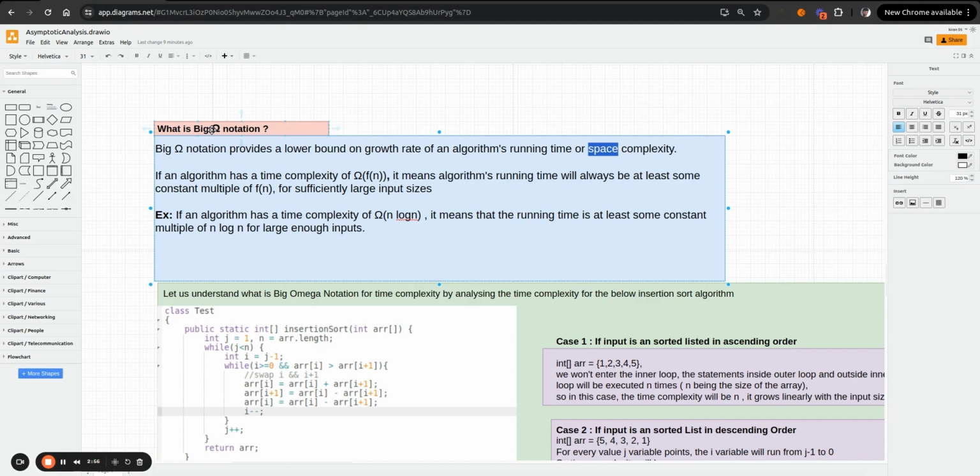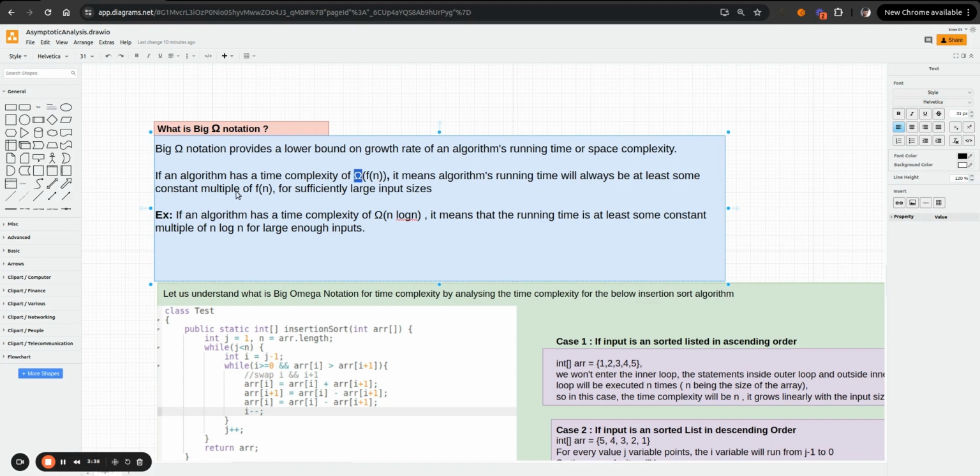Big omega notation is nothing but a lower bound of the time complexity of an algorithm. It is a lower bound of not only time complexity but also space complexity. If we have an algorithm and a given input size, the least time complexity the algorithm can take is represented by this big omega notation. This is the symbol we use, big omega of f of n.